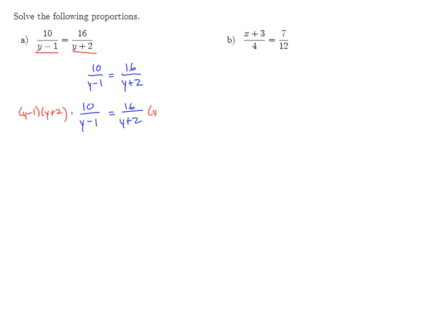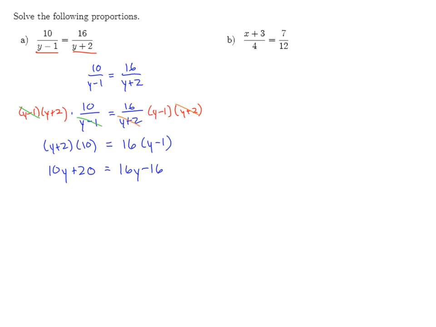And when I do that, because I've multiplied each side by y minus 1 and y plus 2, y minus 1 will cancel on this left side, and y plus 2 will cancel on the right side. So that's going to leave me with the quantity y plus 2 times 10 equal to 16 times that quantity y minus 1. So now I have a linear equation, and I'll distribute. I'll distribute 10 across y plus 2. So I'll have 10y plus 20 on the left, and on the right I'll have 16y minus 16.